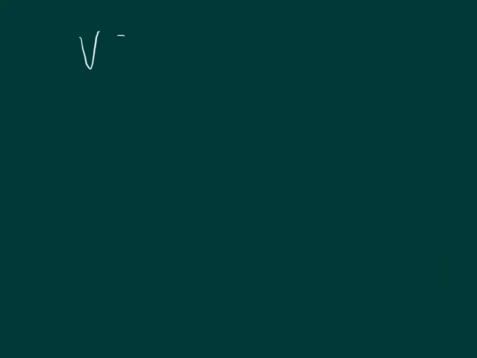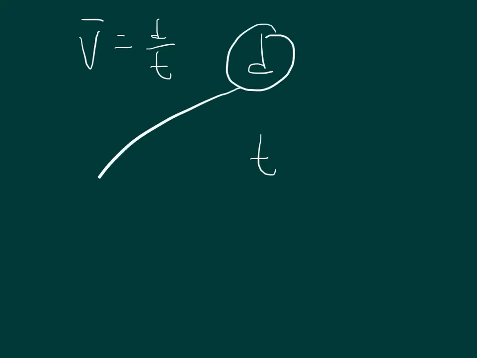This is for calculating the average speed of an object moving at a constant velocity. So this is how the formula appears on the reference table. But perhaps you have to solve for distance, or maybe you have to solve for time. So let's start with the first one, distance.